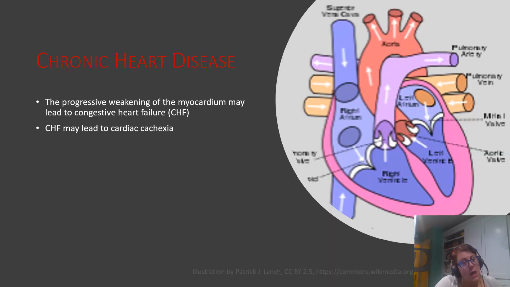So let's jump back to the heart for a minute. After MI, or in the setting of severe hypertension and pervasive atherosclerosis, the weakening of the myocardium may lead to congestive heart failure. This is a chronic heart disease that occurs as the heart tissue is more damaged and cardiac output declines. As cardiac output declines, it alters fluid balance. So congestive heart failure can lead to fluid retention and pulmonary edema.